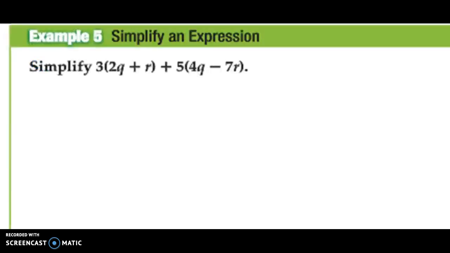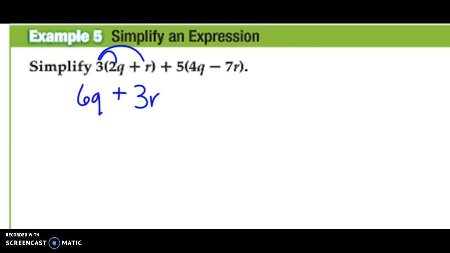Now, last example we're going to look at. We need to simplify this expression right here. I see right away that I have 3 times everything in here. That's the distributive property, so I'm going to do that real quick. 3 times 2q is 6q. And 3 times r is going to be 3r.